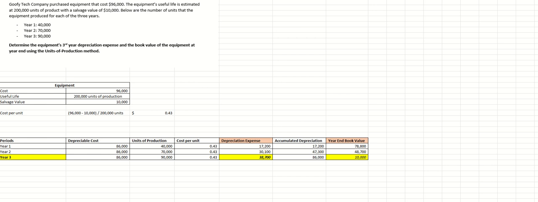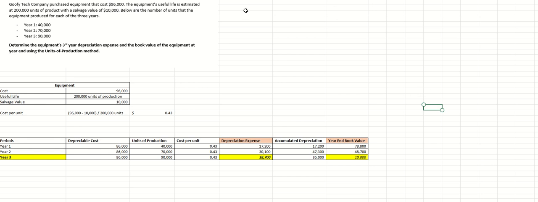And yes, this scenario is already completed at the bottom here. But I want to first walk through the formula that is used to figure out what the cost per unit is going to be. I know we can see the cost per unit is 43 cents. But to put it together, the formula is pretty similar to the formula used for the straight line method, with the exception of what is being inserted into the denominator.